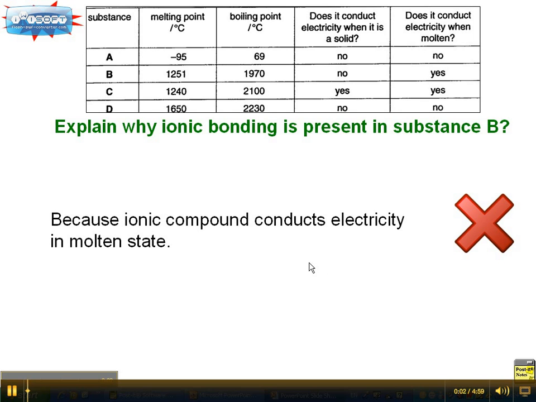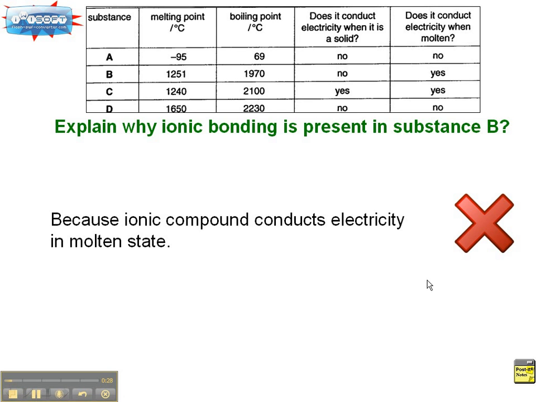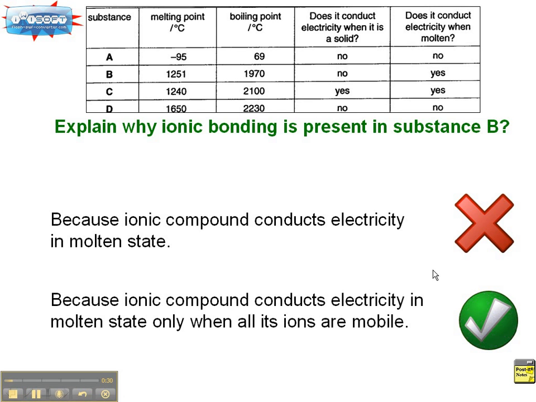This answer is wrong because by saying that ionic compound conducts electricity in molten state, if you look at the table properly, you notice that for C, it also conducts electricity in molten state. Okay, actually a metal also conducts electricity in molten state. So you have to be specific.